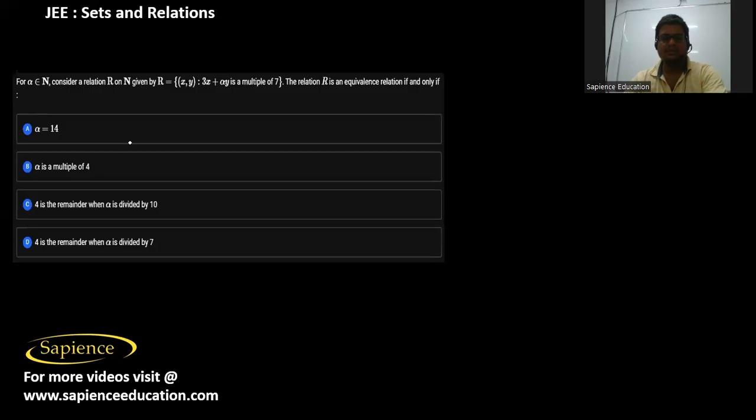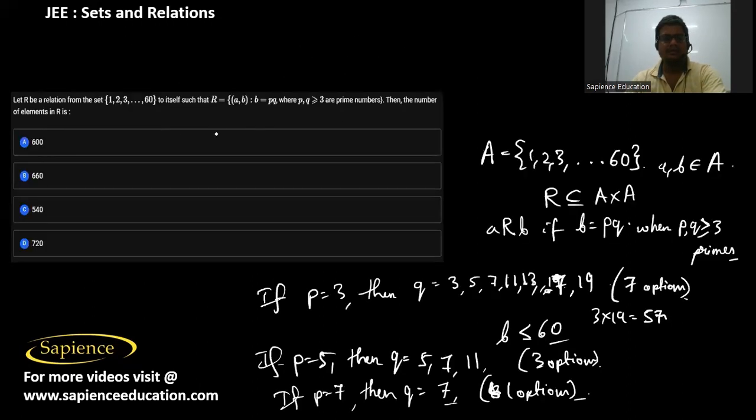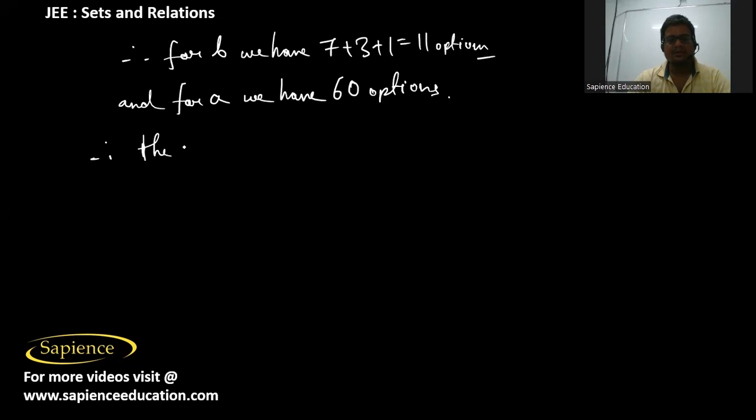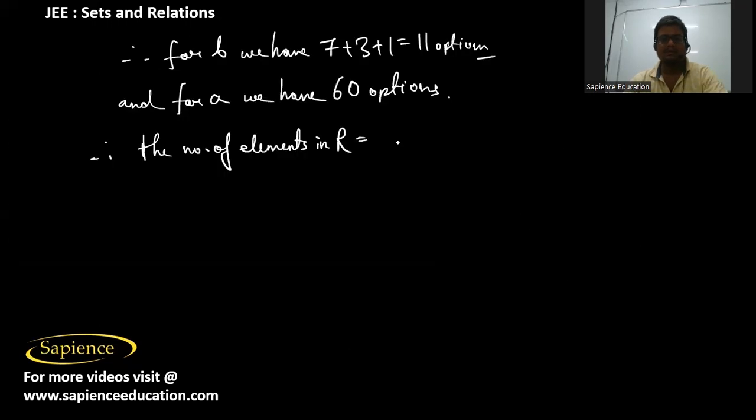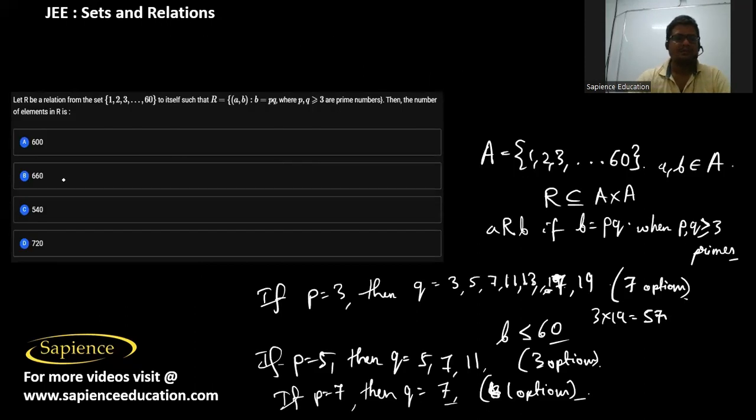So therefore the number of elements in the relation R is the same as the number of ordered pairs in the relation R. So that will be 60 into 11, since for A we have 60 options, for B we have 11 options. So it will be 660 elements. So option B is the correct answer.